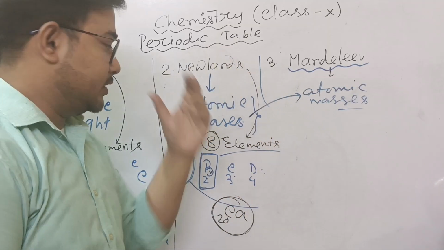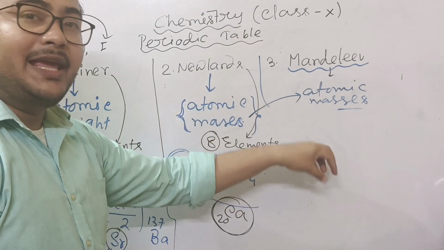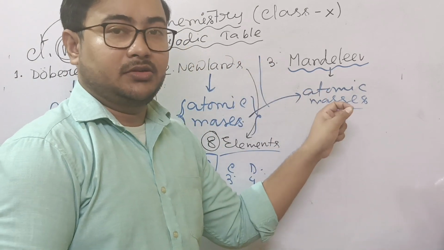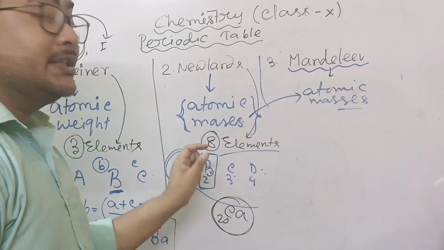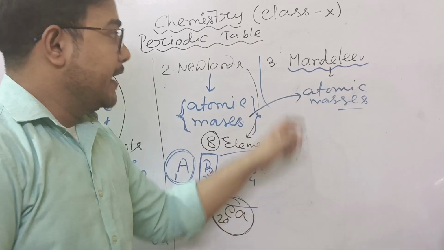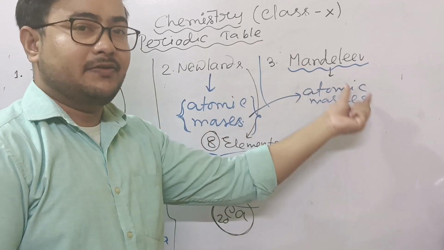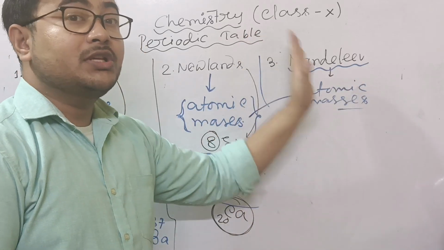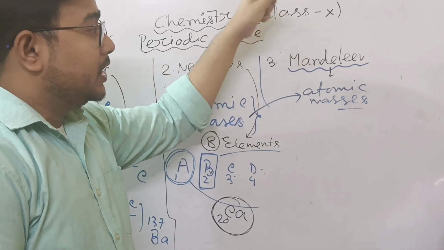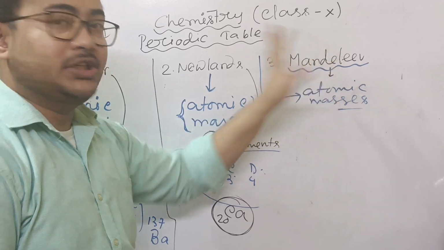What is Newlands' octave law? As we start from the first element, it shows the same characteristics as the eighth element. Newlands considered the position 8: the first element resembles the 8th element. But Mendeleev doesn't consider any position. The first element may resemble the 6th element, 7th element, and so on. Newlands considered the 8th element, but Mendeleev doesn't choose a particular position. There is no fixed position in Mendeleev's law.